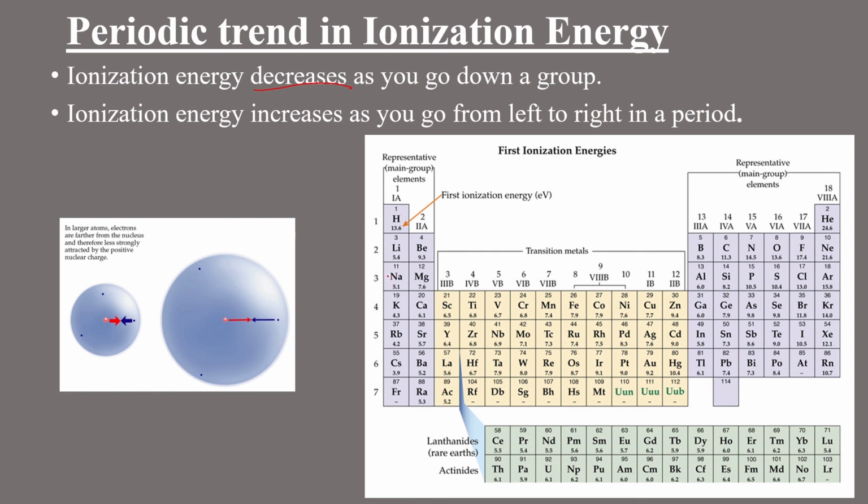Ionization energy increases as you go left to right in a period, and the reason for that is that atomic size is decreasing as you go left to right in a period, and from the smaller size atoms, it takes a lot of energy to remove the electron.